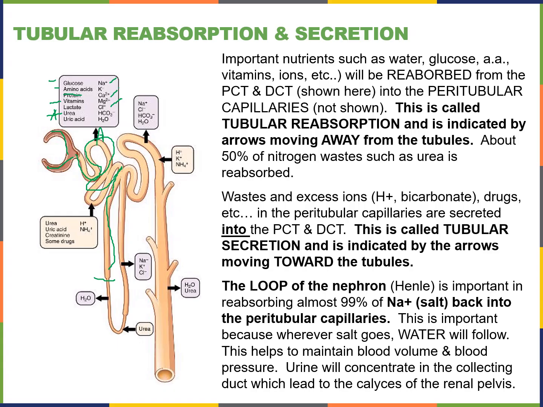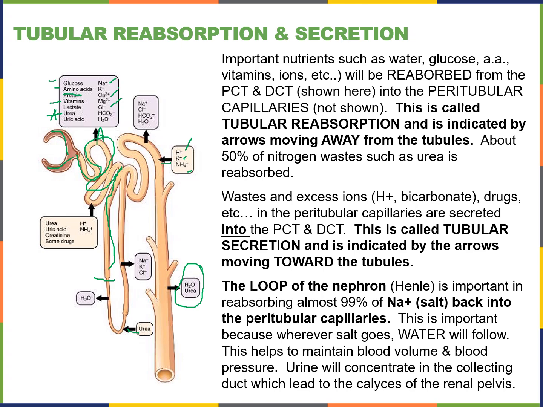Then when the arrow is going in the opposite direction like this, what it's suggesting is tubular secretion. So hydrogen ions, if we've got too much, they will make our blood very acidic, so we get rid of some of it. And in this way, the urinary system helps to regulate blood pH also. Same goes for potassium ions, ammonium ions, and you'll see here water is reabsorbed and some urea is reabsorbed. So urea can undergo tubular reabsorption and it can undergo tubular secretion.